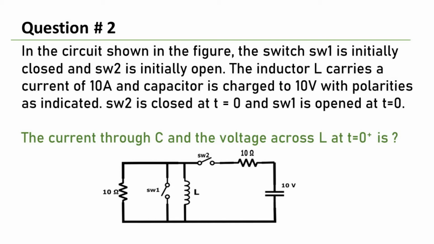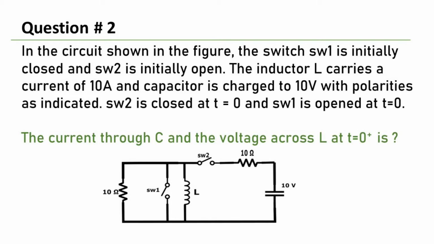The question is, in the circuit shown in the figure, the switch SW1 is initially closed and SW2 is open. The inductor L carries a current of 10 ampere and the capacitor is charged to 10 volt with polarities as indicated. SW2 is closed at t equal to 0 and SW1 is opened at t equal to 0. The current through the capacitor and the voltage across the inductor at time t equal to 0 plus is dash.